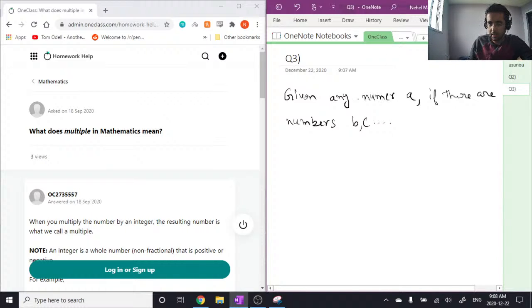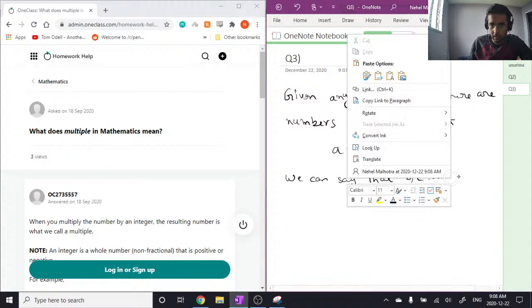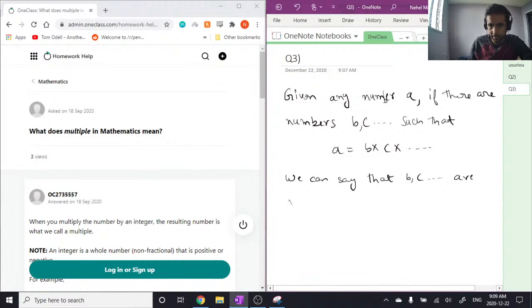So given any number A, if there are numbers B, C such that A is equal to B times C times all the remaining numbers which we may have, we can say that B, C and the remaining are multiples of A. Or you can look at it the other way as well. You can say A is the multiple of these numbers.